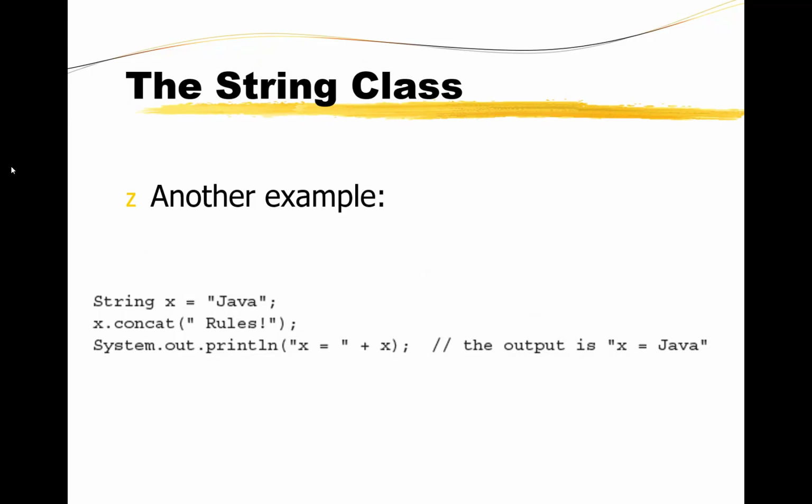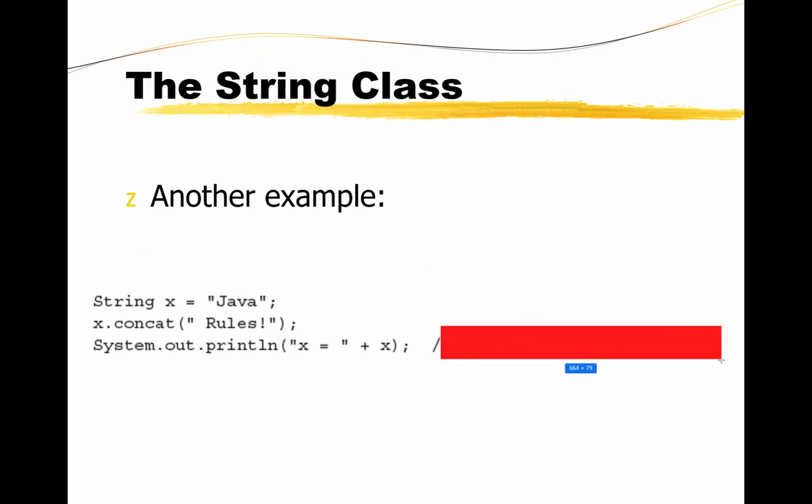Here my question is, let's say when you print x equals Java and x dot concat rules, what will it print? Is it Java or Java rules? That's what you have to check. If it is Java, why? If it is Java rules, why? I want you to tell me the reason as well. Quickly figure out and tell me.